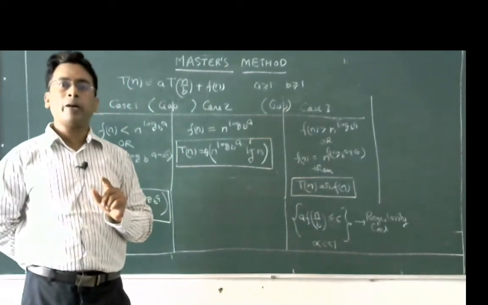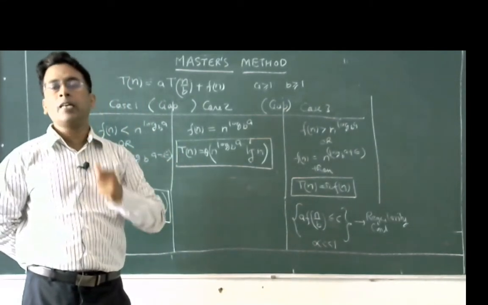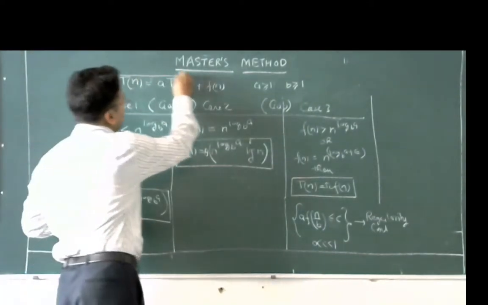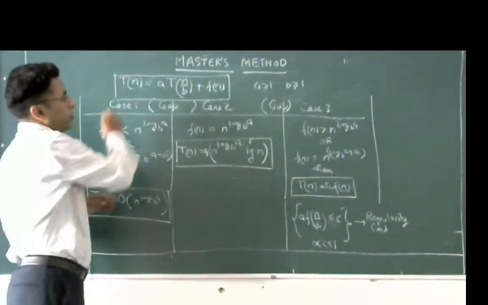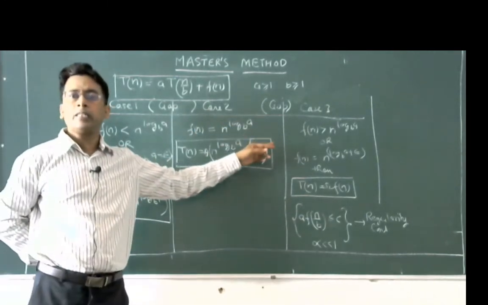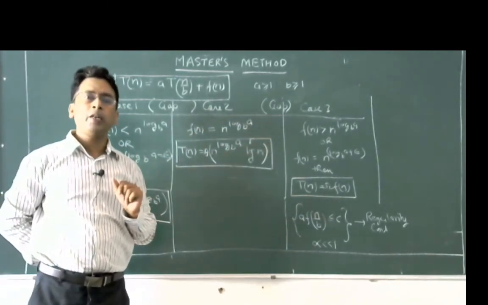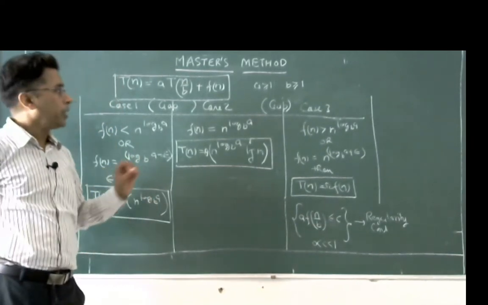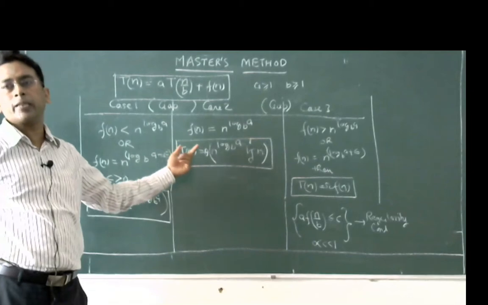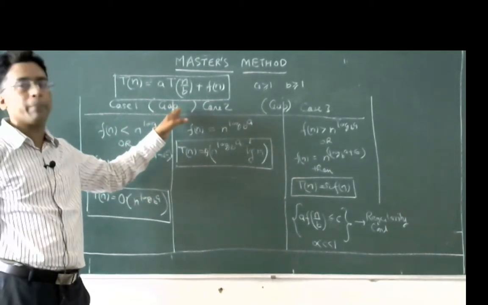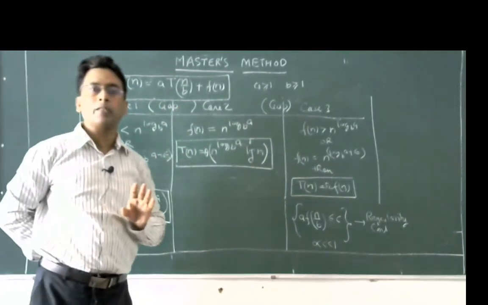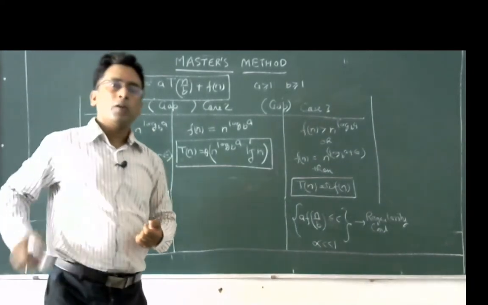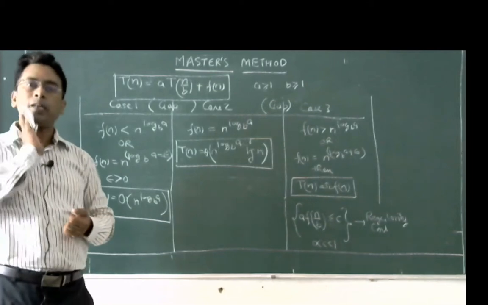So master's method can be applied only under certain conditions, only in this type of formula, and when one of the following three cases is verified. Only after the verification of these three cases can we apply the master method. If we are not able to verify these, or if the case lies in the gap, then we cannot force master method results to be applied. So this is the brief about the master's method.